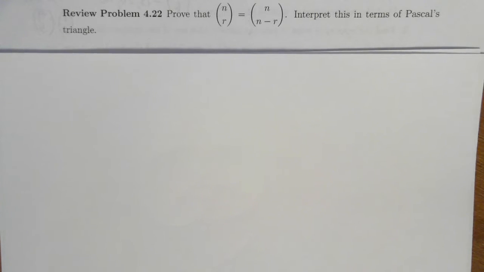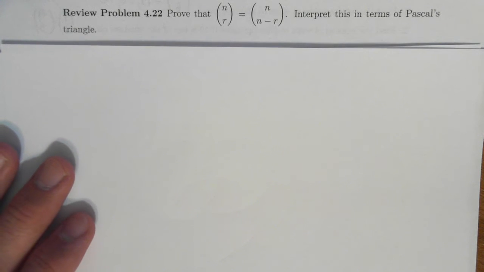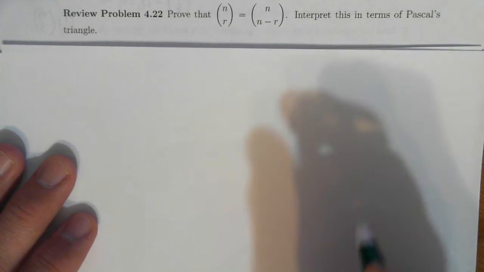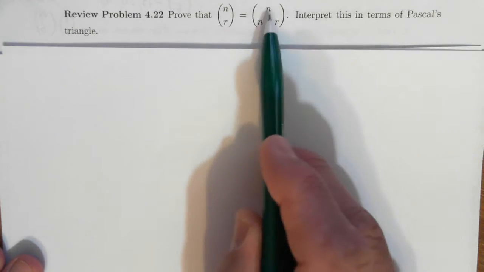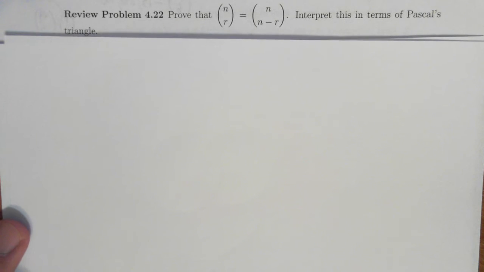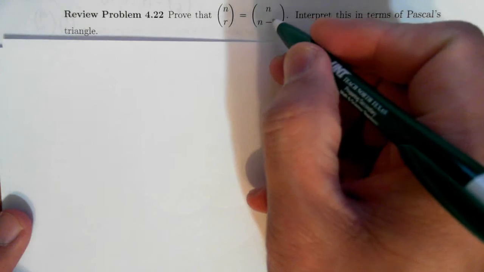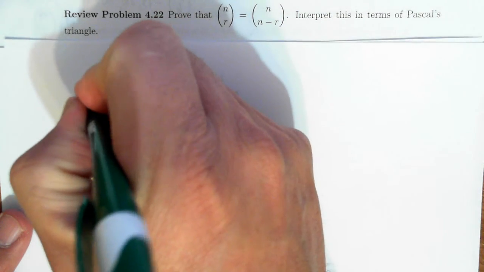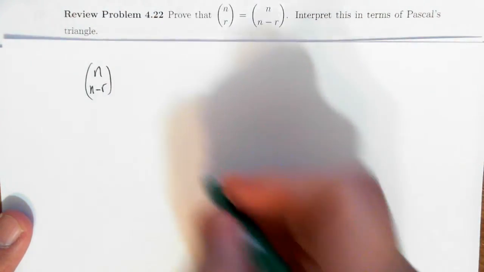In this video, let's take a look at review problems for 22, 23, and 24. First off, we'll prove that n choose r is equal to n choose n minus r, and interpret this in terms of Pascal's triangle. To do this, we'll start with the more complicated right-hand side, n choose n minus r.